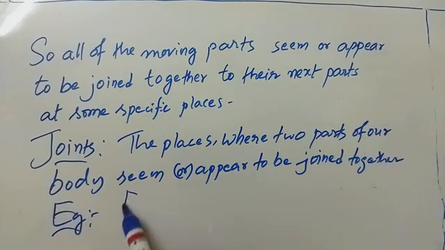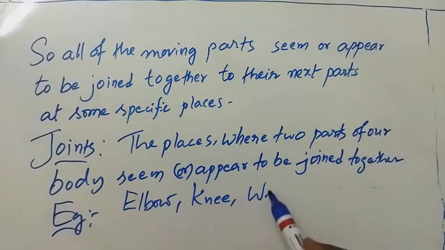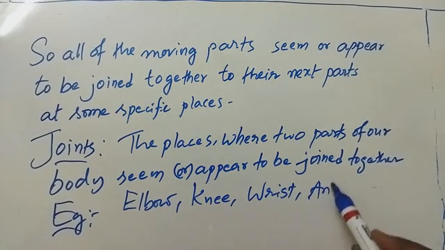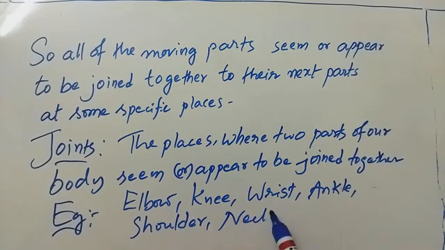Examples. How many examples are you having? Elbow, knee, wrist, ankle, right? Shoulder, neck, hip, etc. So at all these places, the body parts appear to be joined together. Without joints, movements are not possible in our body.